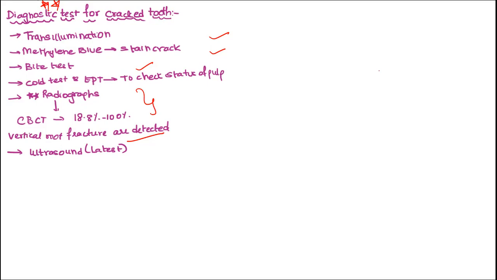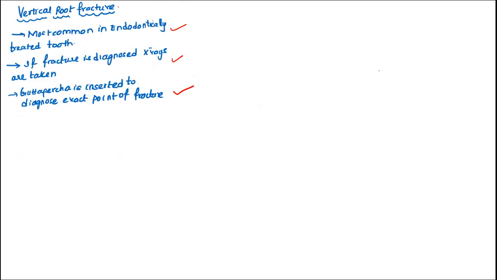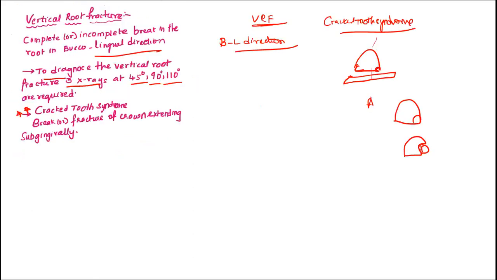Okay, radiographs and then ultrasound are more accurate. Now, vertical root fractures are mostly common in endodontically treated teeth. If fracture is diagnosed, X-rays are taken and gutta percha is inserted to diagnose the exact point of fracture. And vertical root fracture can be seen in the buccolingual direction. The main easy and accurate method to diagnose is by taking X-rays in 3 angles: 45 degrees, 90 degrees, and 110 degrees.